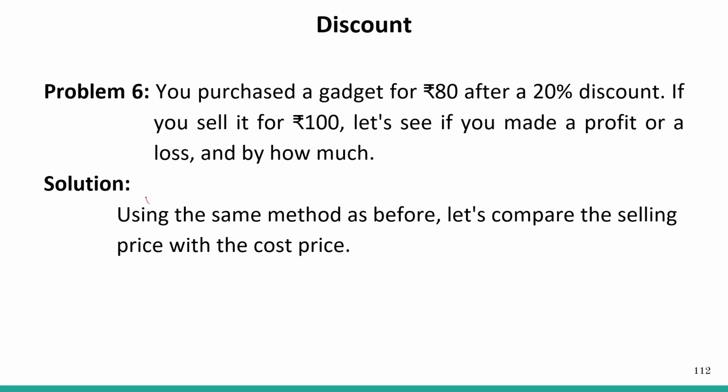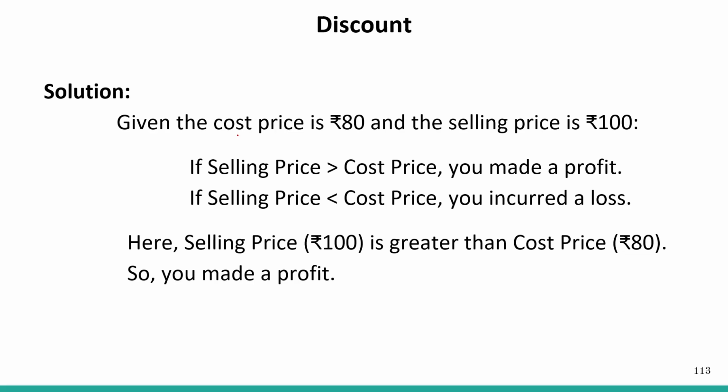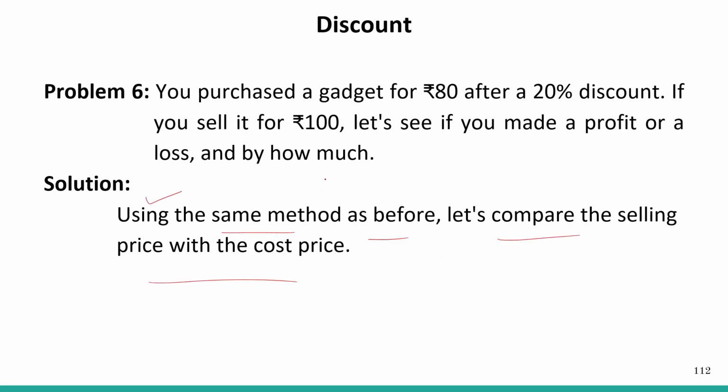So let's see the step-by-step solution. Using the same method as before, let's compare the selling price with the cost price. Given the cost price is 80 and the selling price is 100. If selling price is greater than cost price, you made a profit, and if selling price is less than cost price, you incurred a loss. Here the selling price is 100, which is greater than the cost price, so you made a profit.